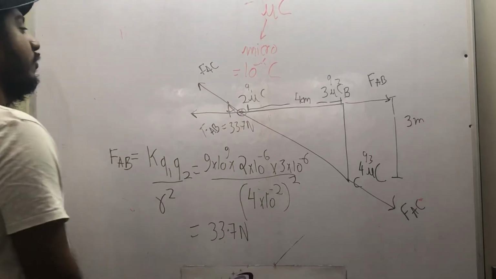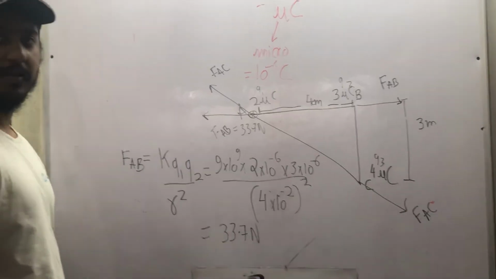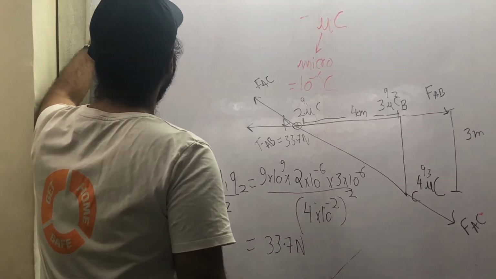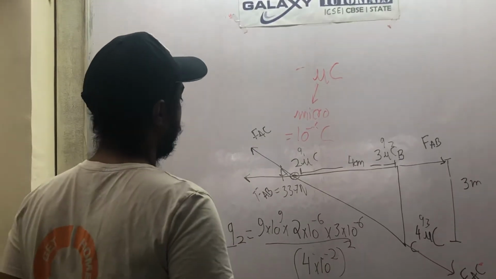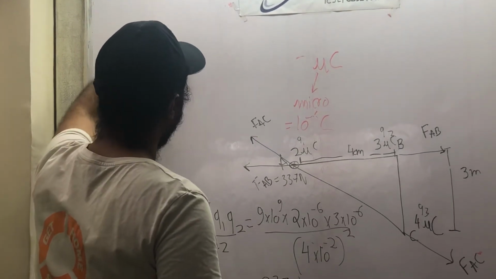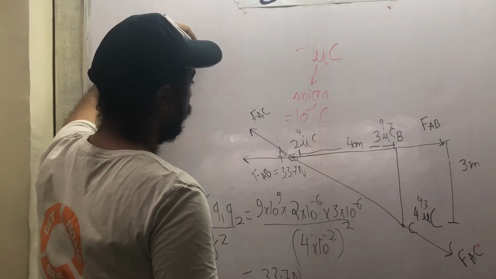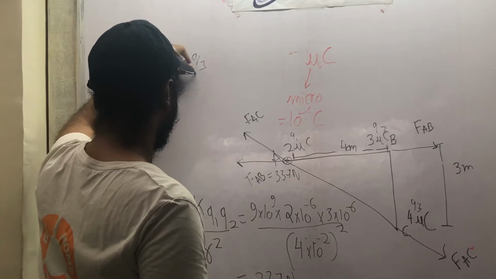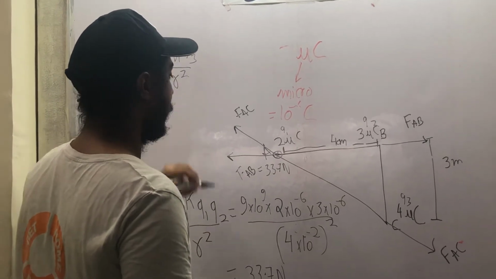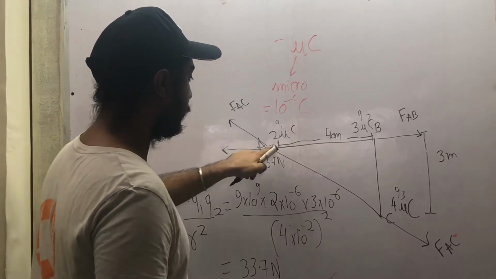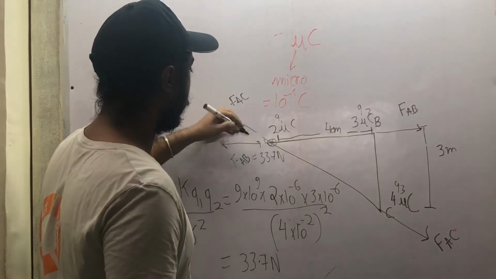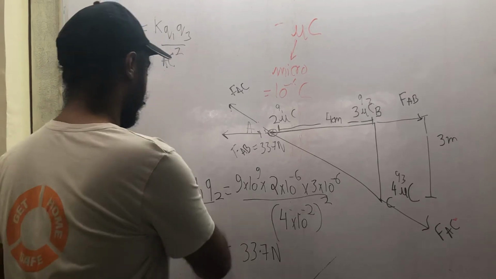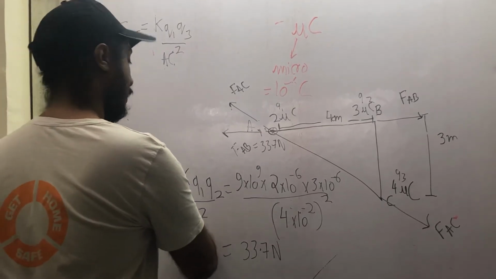Now the next thing that we are going to find is FAC. What is the value of FAC? Same, K Q1 Q3 upon R square. What is R? R is basically the distance AC, so AC square. Sorry, here also I forgot to write. Here it was AB square.